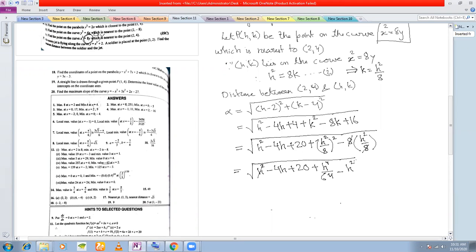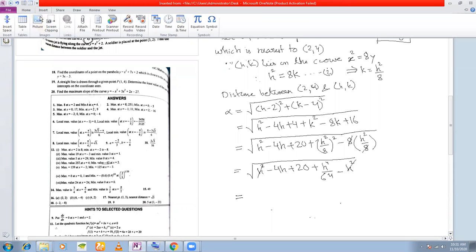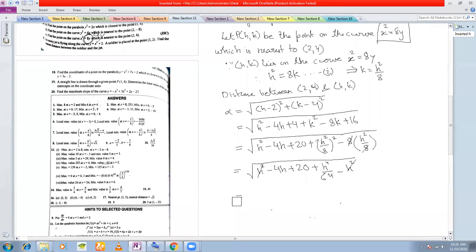Again this h square and this h square, they cancel. So what do you get? You get alpha is equal to root over of this. So keep it as it is. Instead of simplifying, we'll differentiate it as it is. It will be easier to differentiate. No point simplifying.